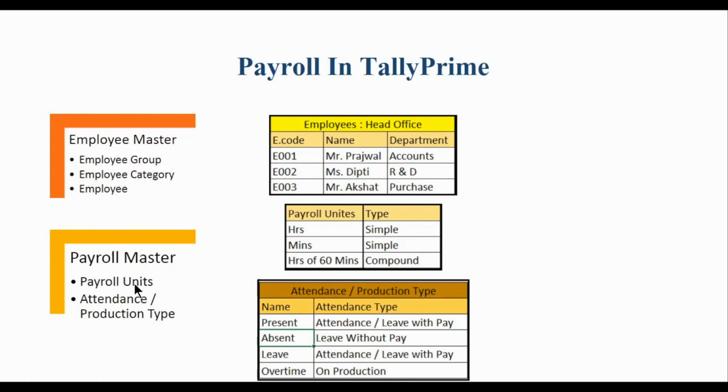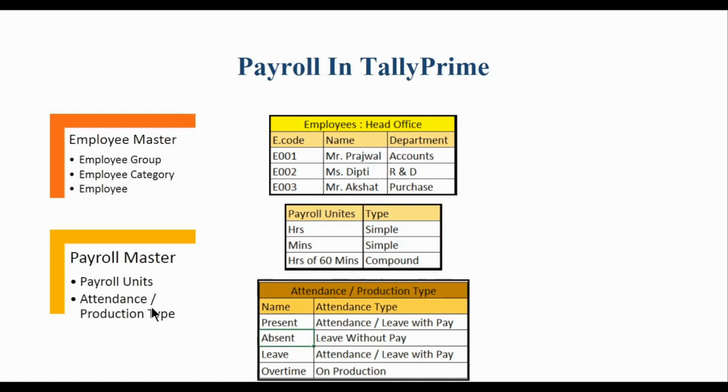In that, we created the payroll units. Payroll units mean how to count the number of hours worked by any employee, how many hours he worked. So for that we have created 3 payroll units: hours, minutes. These are the simple payroll units, and one compound unit we have created, that is hours of 60 minutes. So these are the payroll units we created in the earlier session, part 1.